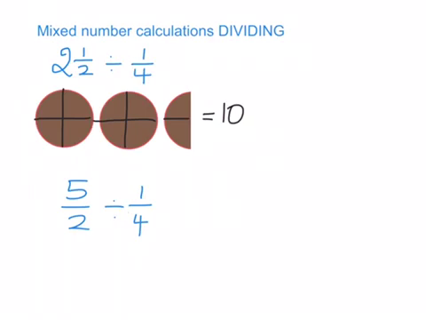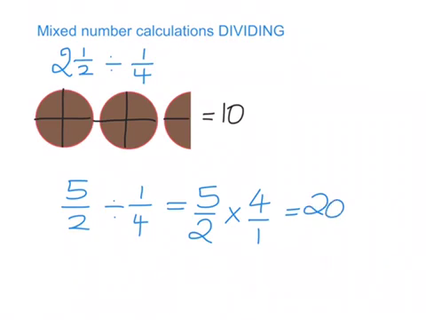So the next step is, when we're dividing by fractions, we need to invert the second fraction and multiply. So that's going to become 5/2, and it's going to become multiplied by 4/1. So with our multiplying of fractions, we can multiply the numbers on the top line. So 5 times 2 gives me 20, and then we can multiply the numbers on the bottom line. So 2 times 1 gives me 2.